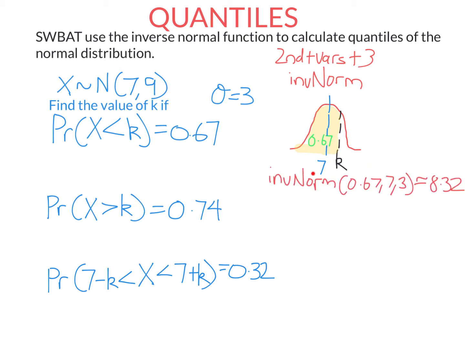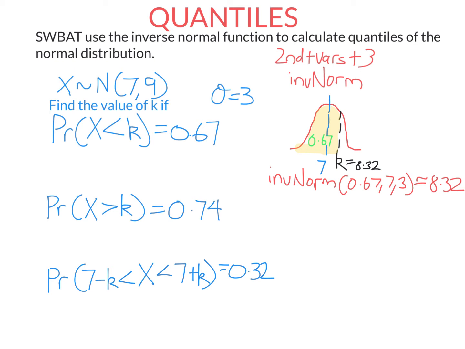So we put it in our calculator like this: area or probability that you started with, mean, standard deviation, and it gives us the score 8.32. So this score here must be 8.32. That means if you have a normal distribution with mean 7 and standard deviation of 3, the probability you get a score less than 8.32 is equal to 0.67.